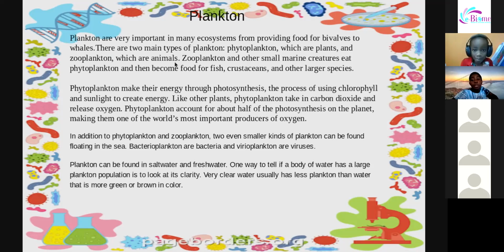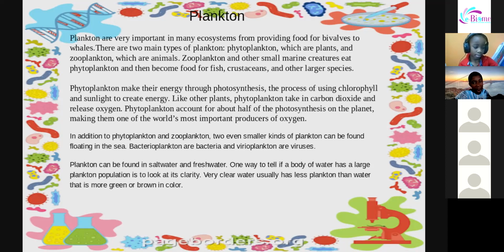So there are two main types of plankton. We have phytoplankton, which are plants, and zooplankton, which are animals. And we can remember that a zoo keeps animals, so that is how we can remember what a zooplankton is. So a phytoplankton is a plant and a zooplankton is an animal. Zooplankton and other small marine creatures eat phytoplankton and then become food for fish, crustaceans, and other large species.